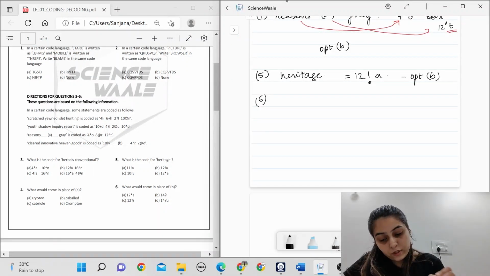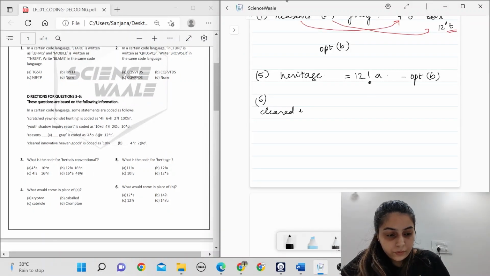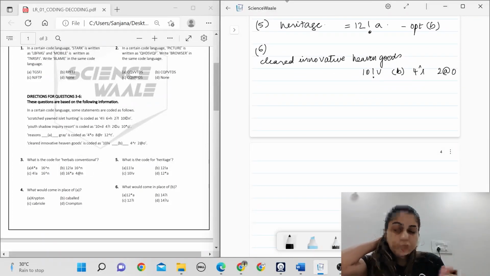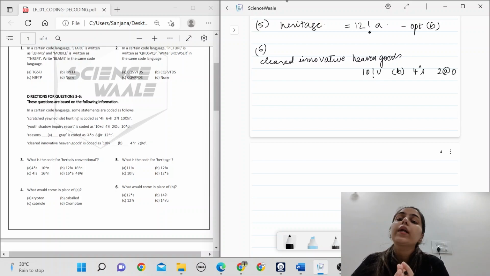Coming to the sixth question. What would be in the place of B? Cleared, innovative, heaven, goods is coded as 10 exclamation mark V, B, 4 power R, 2 at the date O. So cleared is a 7-letter word, odd number. So 7 minus 3 is 4. So the code for cleared is 4 power R.